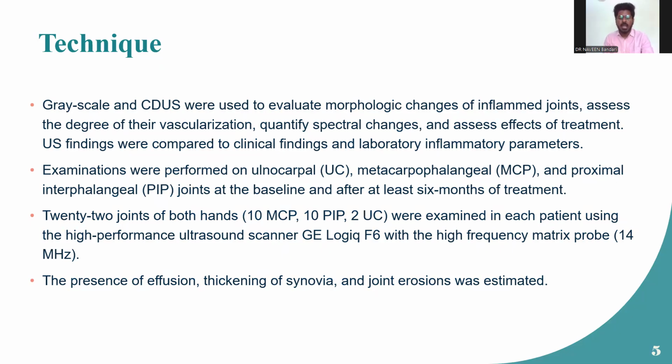Examinations were performed on the ulnocarpal joints, metacarpal joints, and proximal interphalangeal joints at the baseline and after 6 months of the treatment. A total of 22 joints of both hands were examined, that is 10 metacarpal joints, 10 proximal interphalangeal joints, and 2 ulnocarpal joints in each patient, using a high frequency probe. In our institute, we used the GE Logiq F6 machine, and the presence of effusion, thickening of the synovium, and joint erosions were examined.